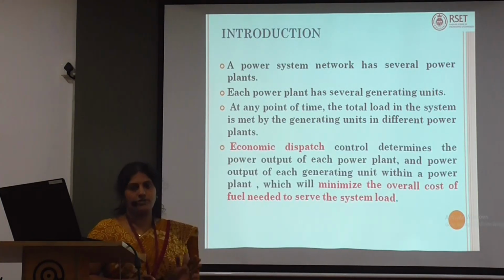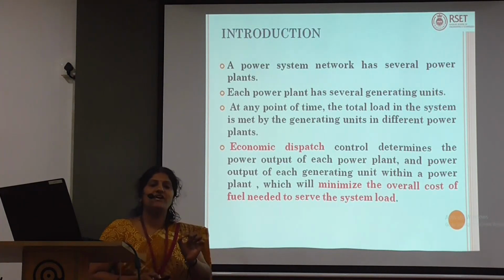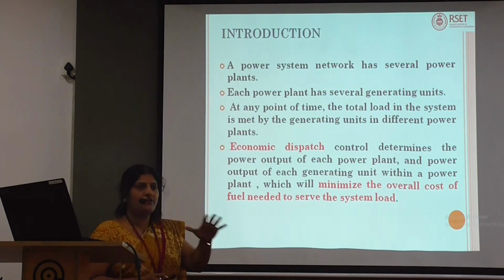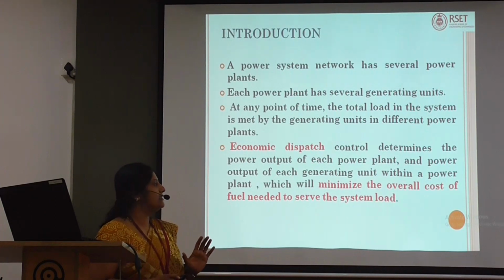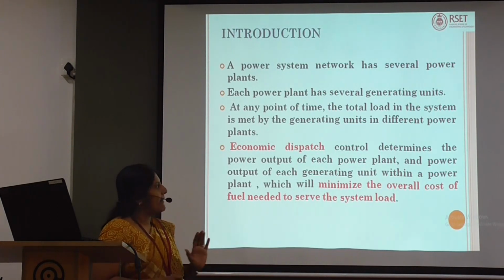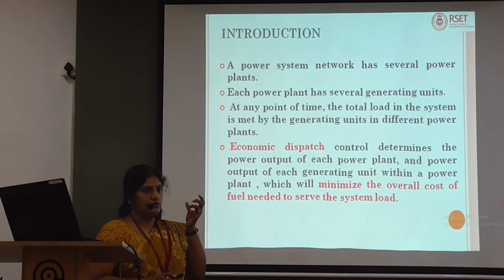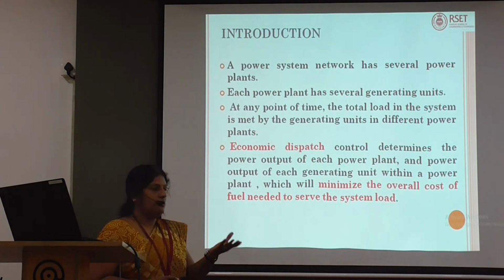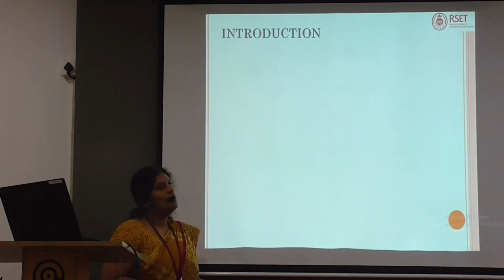So what is the economic dispatch problem? The economic dispatch problem, or control, determines what the power output of each of the generating units within a plant should be, with the main objective of minimizing the overall cost of fuel needed to serve the system load. So it is nothing but distributing the load among the different generating units within a plant so as to minimize the overall cost of fuel needed to serve the system load.